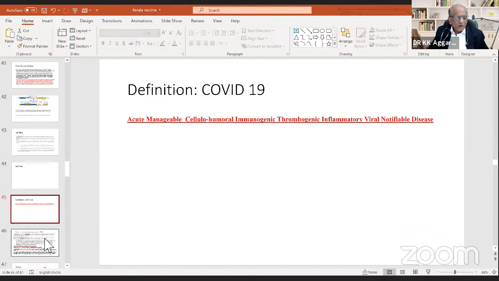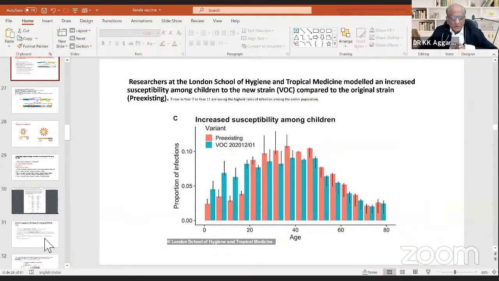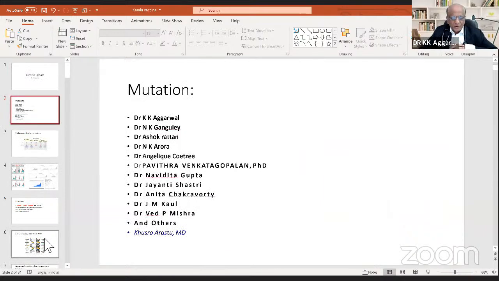So I want to acknowledge people who have contributed to this presentation. Myself, Dr. Ganguly, Dr. Ashok Ratan, Dr. N.K. Arora, Dr. Angelique Kodze, Dr. Pavitra Venkatagopalan, Dr. Navedita Gupta, Dr. Jayanti Shastri, Dr. Anita Chakravarti, Dr. J.M. Kaul, Dr. Vedpi Mishra, and Dr. Arastu. These are the people to whom I have listened and with whom I interacted before making my presentation, for 1 hour in various presentations, and I have taken the gist out of it.